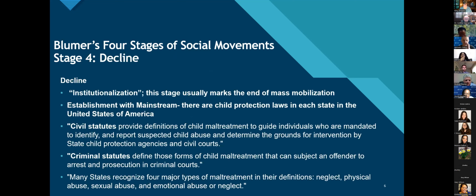In stage four, the decline. Since there is a child protection agency in each state in the United States, there has been a decline despite civil and criminal statutes that citizens are subject to. There are civil statutes where you have to go to civil court, and then criminal statutes where you may be arrested or prosecuted in criminal court. Many states also recognize four major types of maltreatment in their definitions, which are neglect, physical abuse, sexual abuse, and emotional abuse.